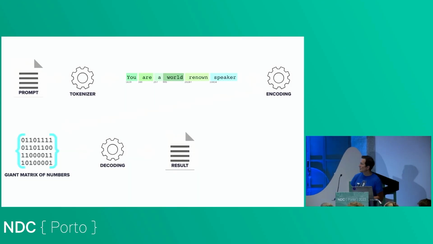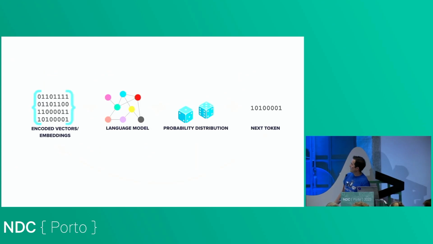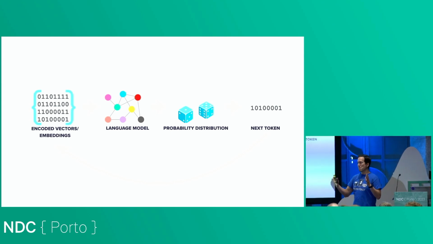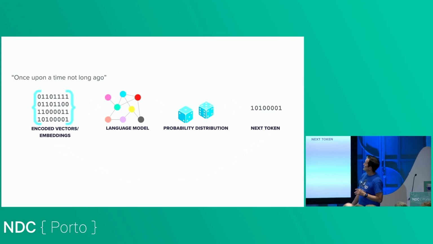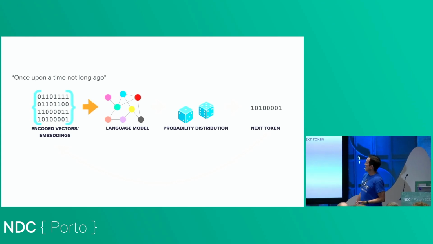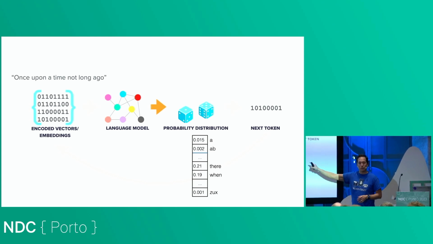There we go. Okay, so that was tokenization. The next thing I want to talk about is the encoding process. I mentioned before that the encoder spits out this giant matrix. Let's say the prompt is "once upon a time, not long ago." That gets fed into the language model, which does this churning, and then it looks at the probability distribution for this matrix.